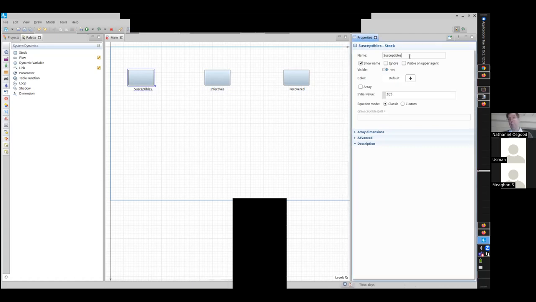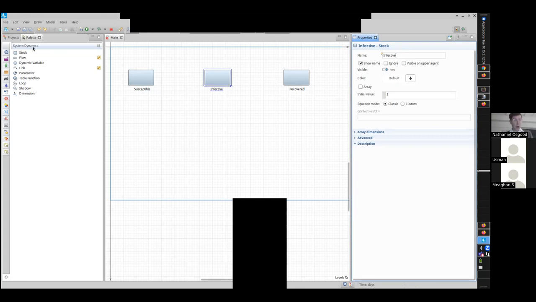We said susceptibles, but to be consistent, I'm going to say susceptible. We're going to use singular for all of them: infective and recovered. And it's a little bit more secure. So instead of saying susceptibles, it'd be susceptible. It'll count the number of people who are susceptible, right?